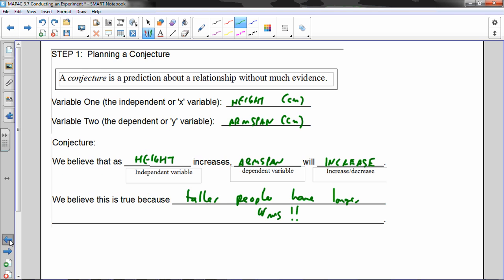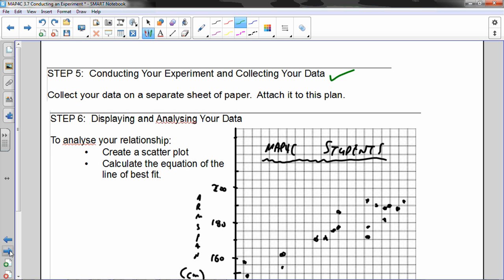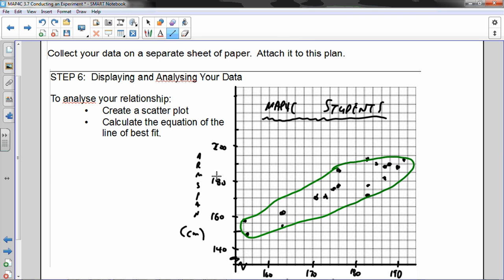So the idea is you're going to choose your variables from the data that we collected from the census at school, and you're going to write them out in a table and include them. Notice that I already did the scatter plot, cheating again, of course. Calculate the equation of the line of best fit. Well, I'm going to do a tight loop and then a line of best fit. Notice I can't use the y-intercept from here because I've got breaks in the graph.